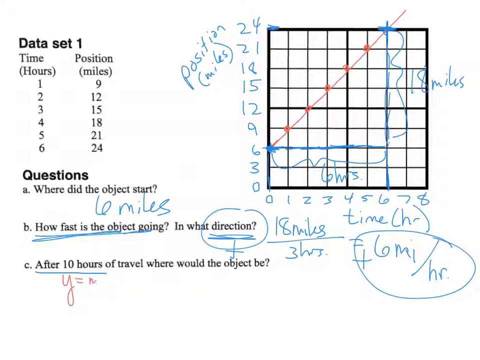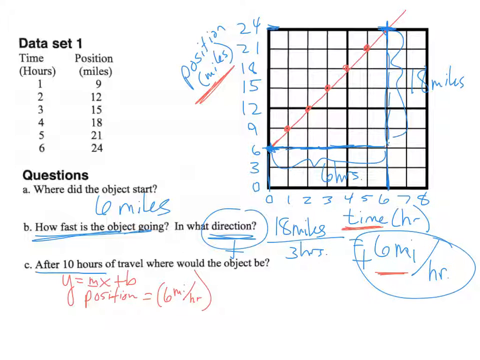y = mx + b. Now, the y in this case is what's on the y-axis? Well, position. Okay, so position equals, and the m is the slope, remember. M is the slope, which we found over here. So that's positive 6 miles for every hour times the x. And what's the x?